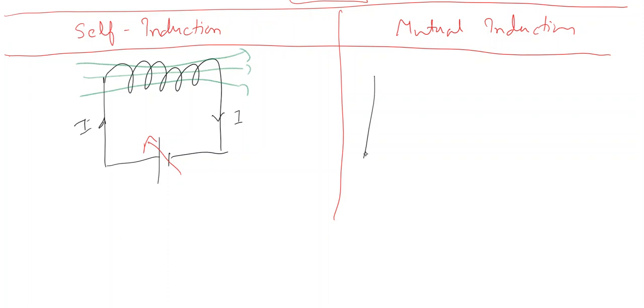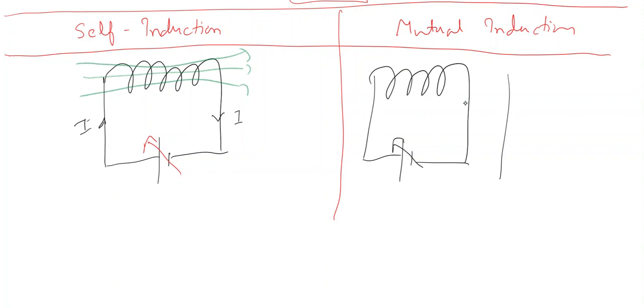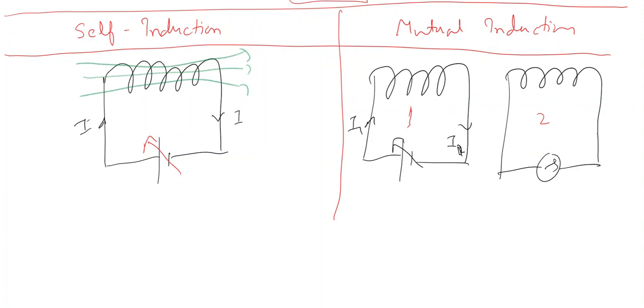Whereas in case of mutual induction, you have two coils. Just like the previous case, you have one connected with a variable battery and another coil which is not connected with a battery, but it is connected to a galvanometer. So in case of mutual induction, you have two coils, and if you allow current to pass through the first coil, you are producing a magnetic field, and that magnetic flux is linked with the second coil. So if you change I1, phi 2 will change.